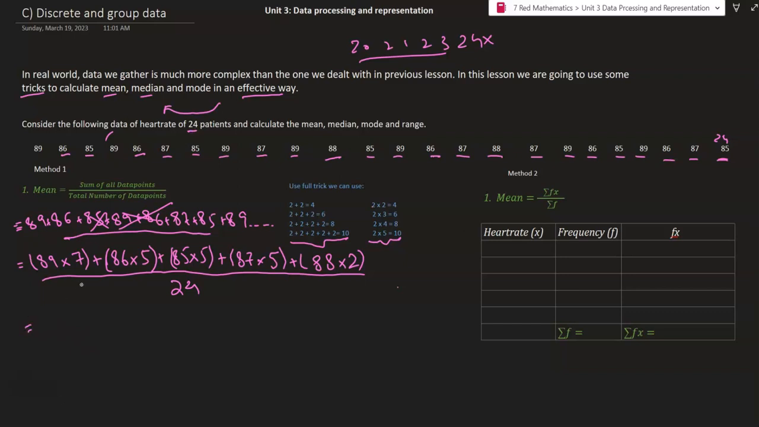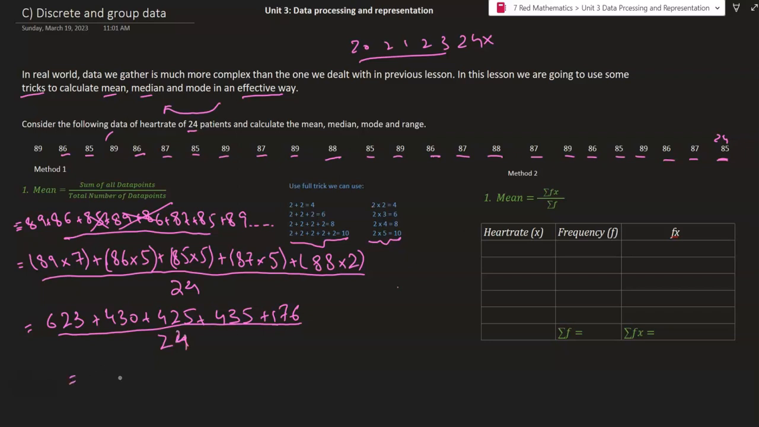So now I'm going to solve this. 89 into 7 gives me 623, plus 86 multiplied by 5 gives me 430, plus 85 multiplied by 5 gives me 425, and 87 multiplied by 5 gives me 435, and then 88 multiplied by 2 gives me 176. Then I have to divide all of this by 24.